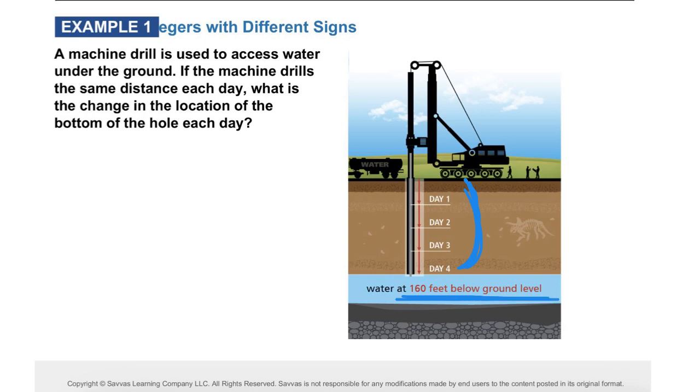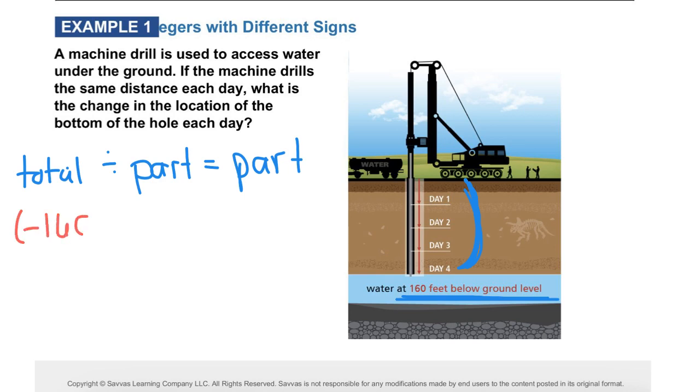So in division, you are going to take your total divided by part to get the other part. So if we look at that, 160 feet below ground level is negative 160 divided evenly over 4 days, which will give us our answer.